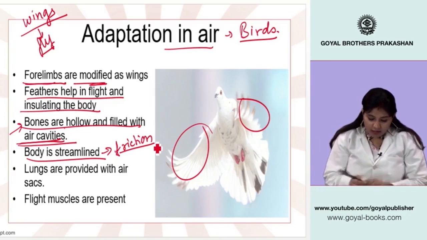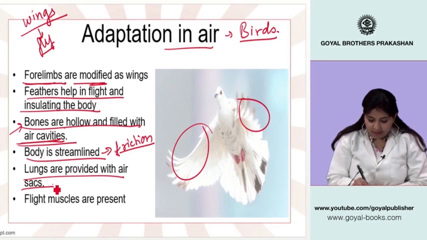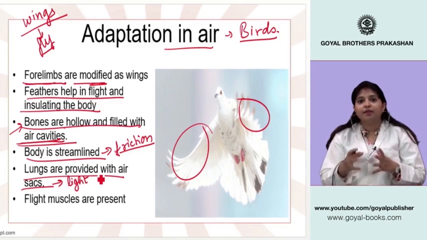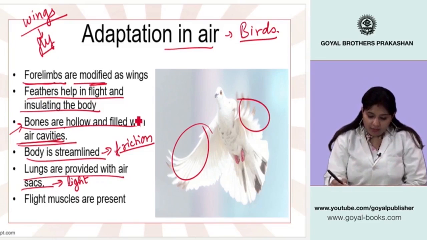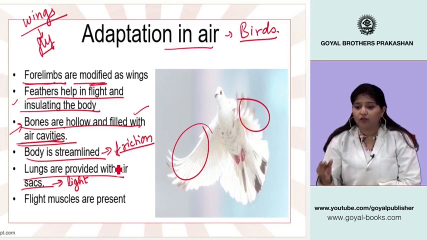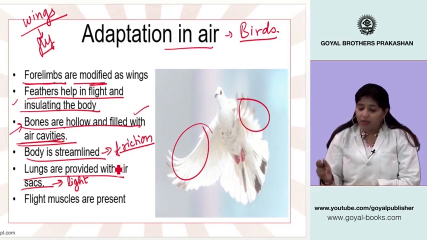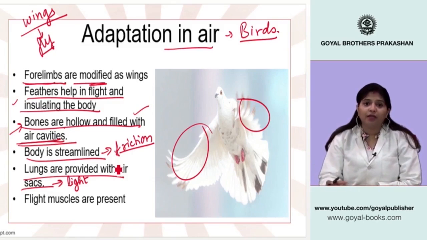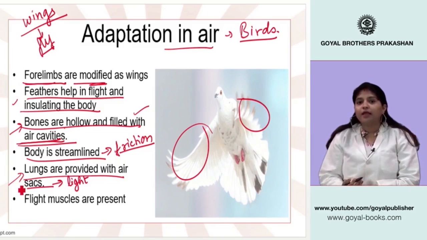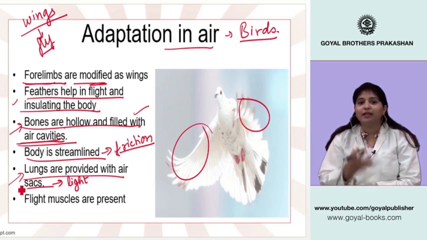Apart from that, lungs are provided with air sacs. This again helps in keeping the body light, right? We have seen how many bones, feathers, and so many other things are there which help a particular animal, that is your bird, in allowing them to fly. So lungs are again filled with air sacs so as to keep the body lighter.